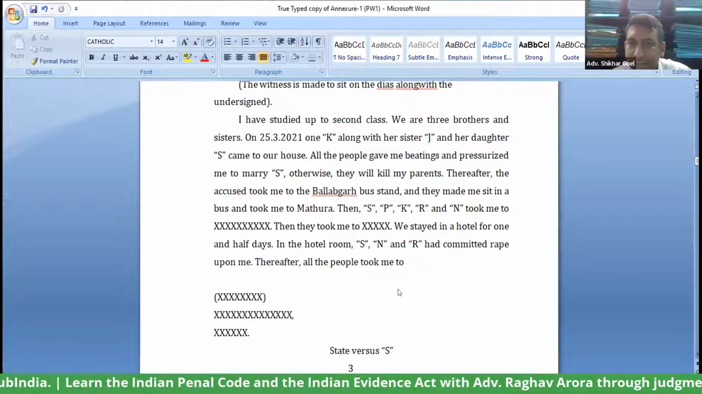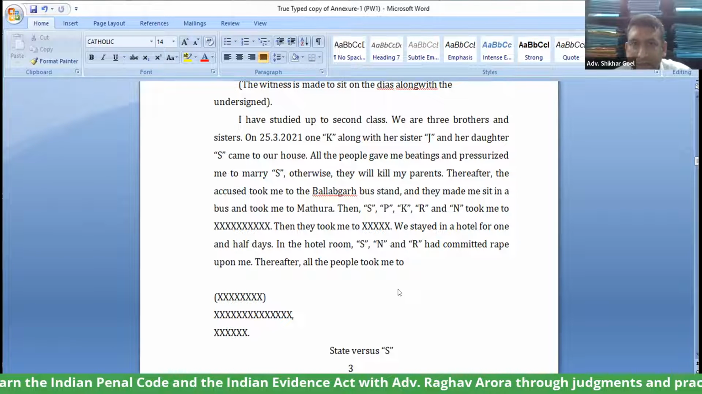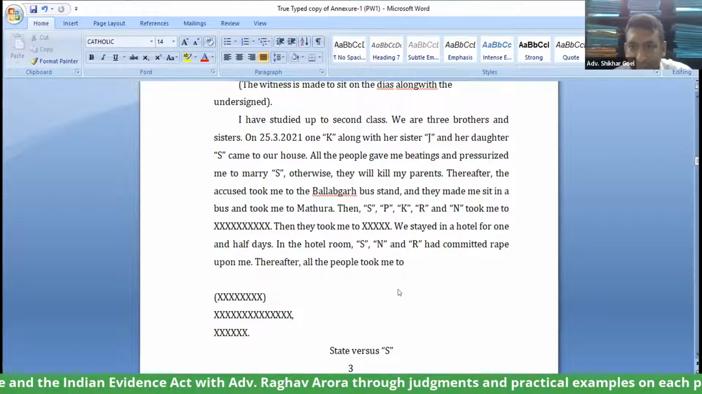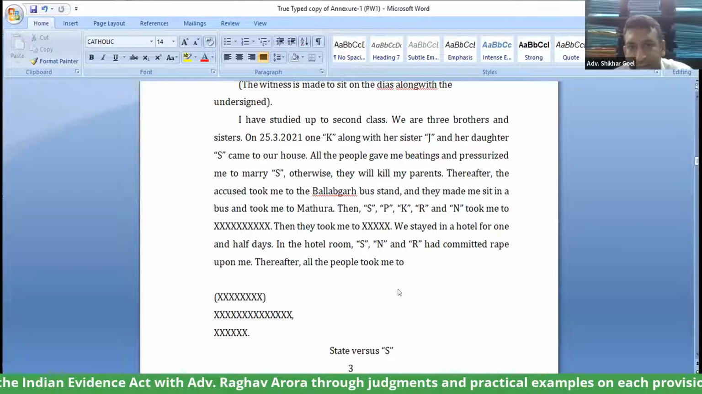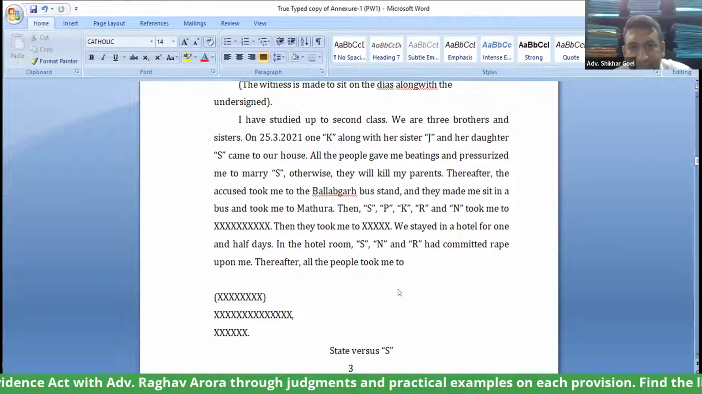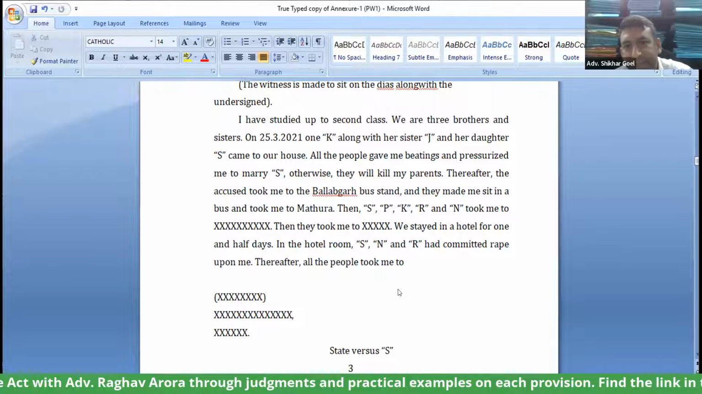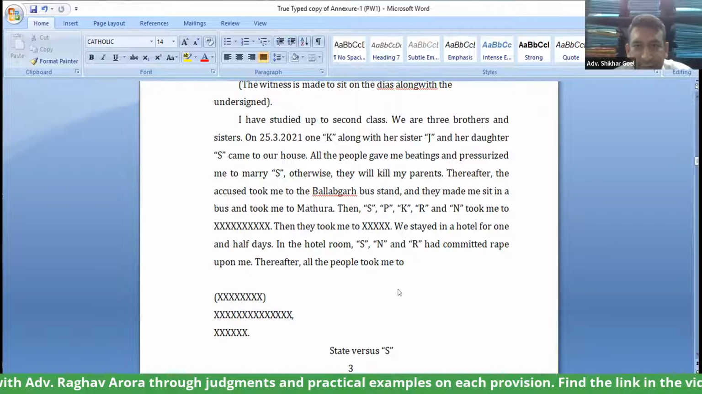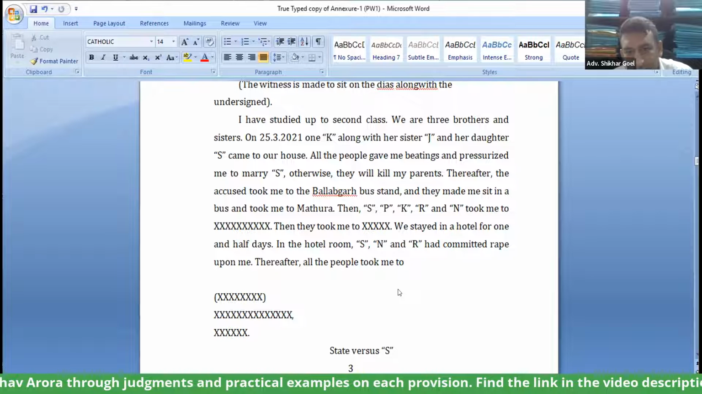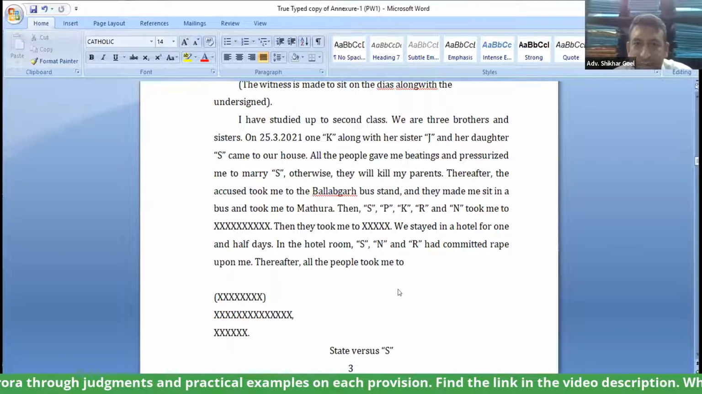I've studied up to second class. We are 3 brothers, sisters. On 25-21, 1K along with her sister J and her daughter S came to our house. All the people gave me beatings, pressurized me to marry S. Otherwise, they'll kill my parents. Thereafter, the accused took me to Dash bus stand and they made me sit in a bus and took me to Dash. Then S, P, K, R and N took me to so on and so forth. Then they took me to so on and so forth. We stayed in a hotel for 1.5 days.